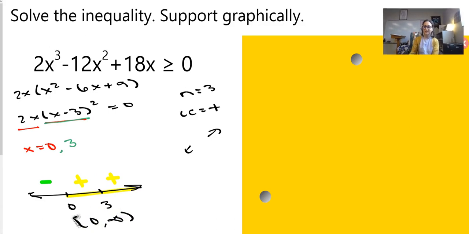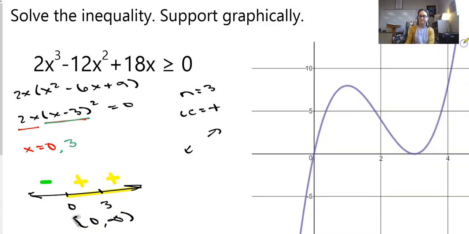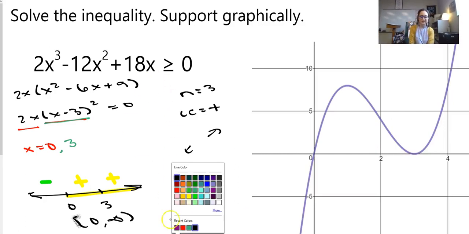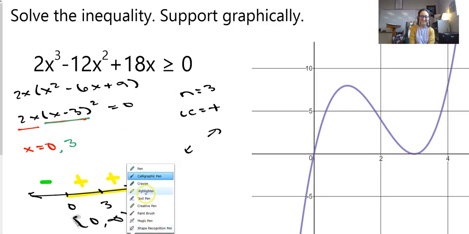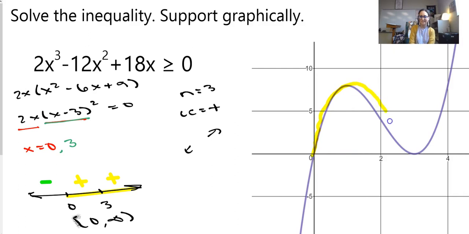So let's check with the graph here. So here is my graph. I wanted to know where the y values were greater than or equal to 0. So that is going to be here. And let me draw this better. Here, I don't know why I switched to green though. Okay, so from 0 and then all the way on.